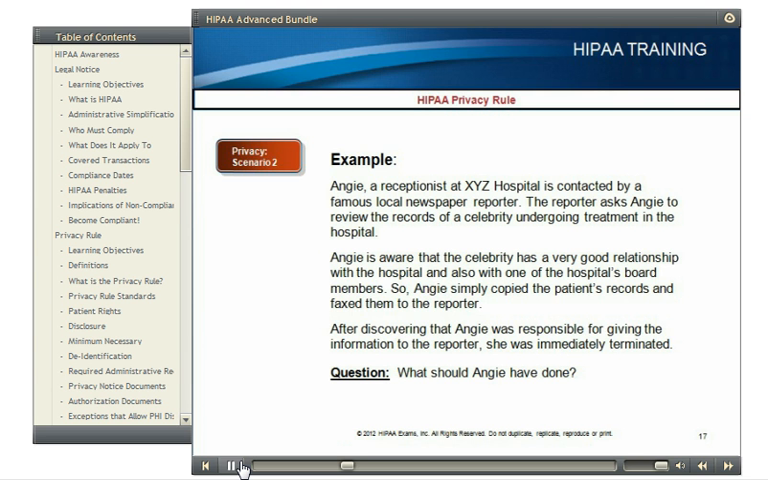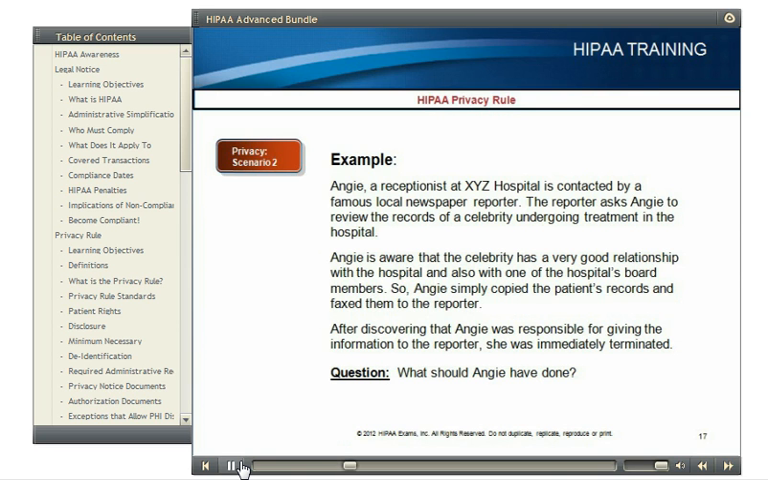Privacy. Scenario 2. Example: Angie, a receptionist at XYZ Hospital, is contacted by a famous local newspaper reporter. The reporter asks Angie to review the records of a celebrity undergoing treatment in the hospital. Angie is aware that the celebrity has a very good relationship with the hospital and also with one of the hospital's board members. So, Angie simply copied the patient's records and faxed them to the reporter. After discovering that Angie was responsible for giving the information to the reporter, she was immediately terminated.